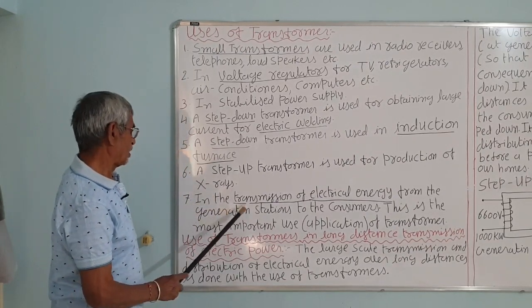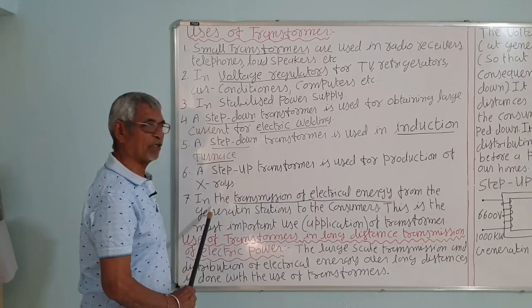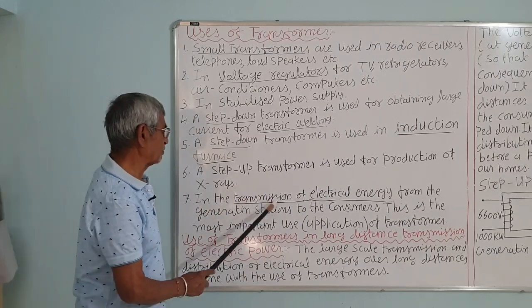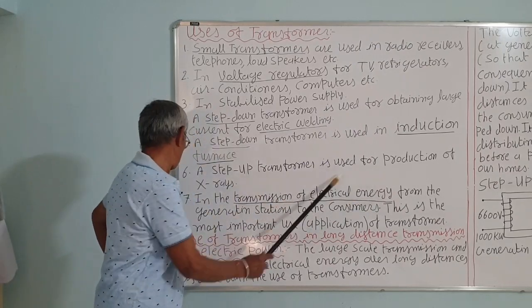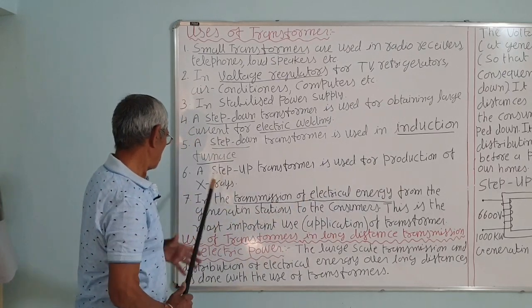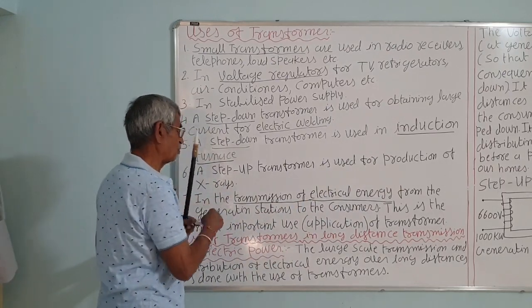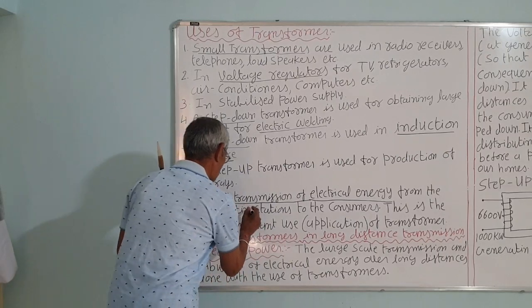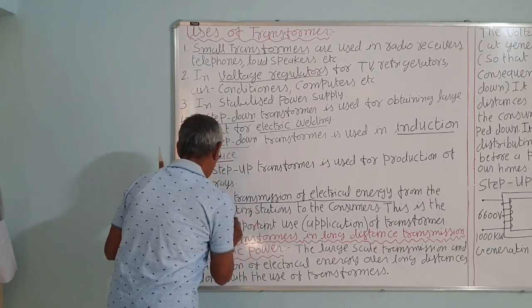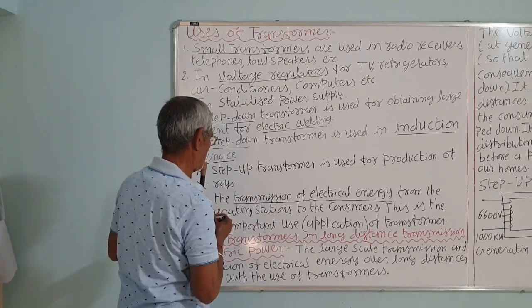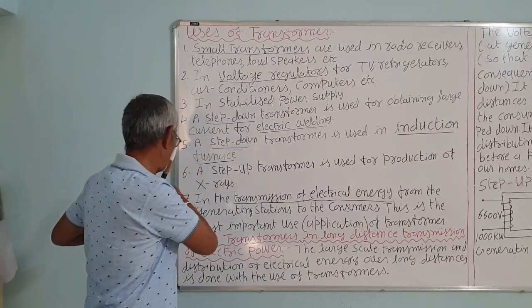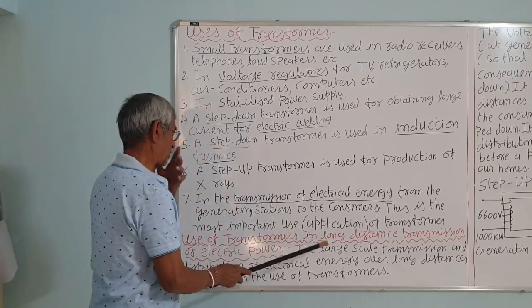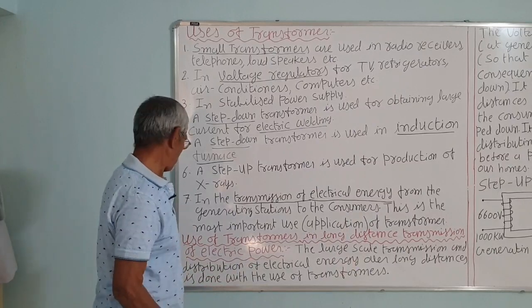Number 7. This is the most important use of a transformer: in the transmission of electrical energy or power from the generating station to the consumers. This is the most important use, or we can say application, of a transformer.